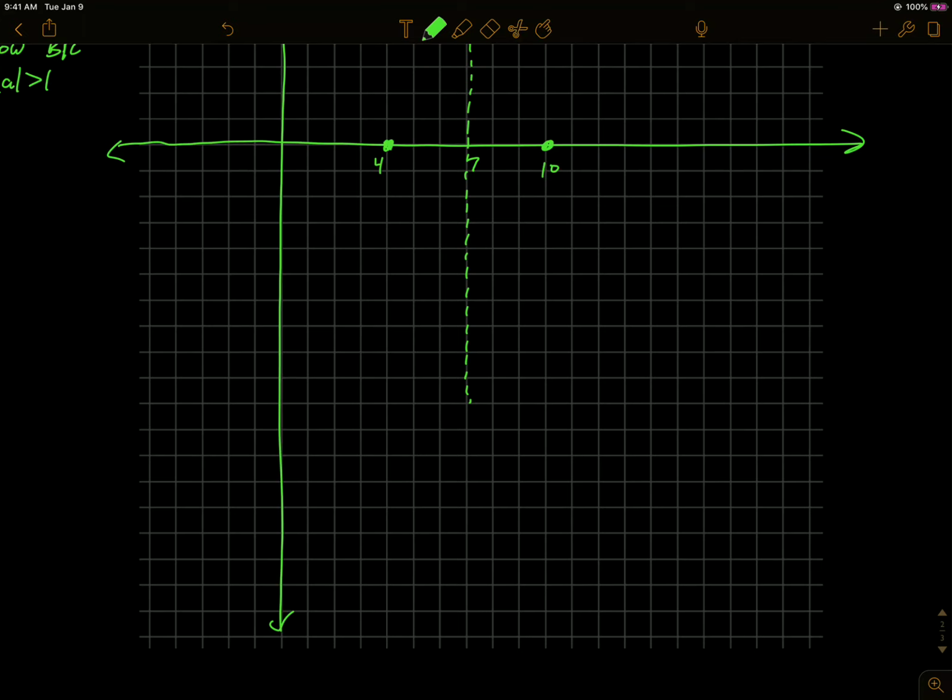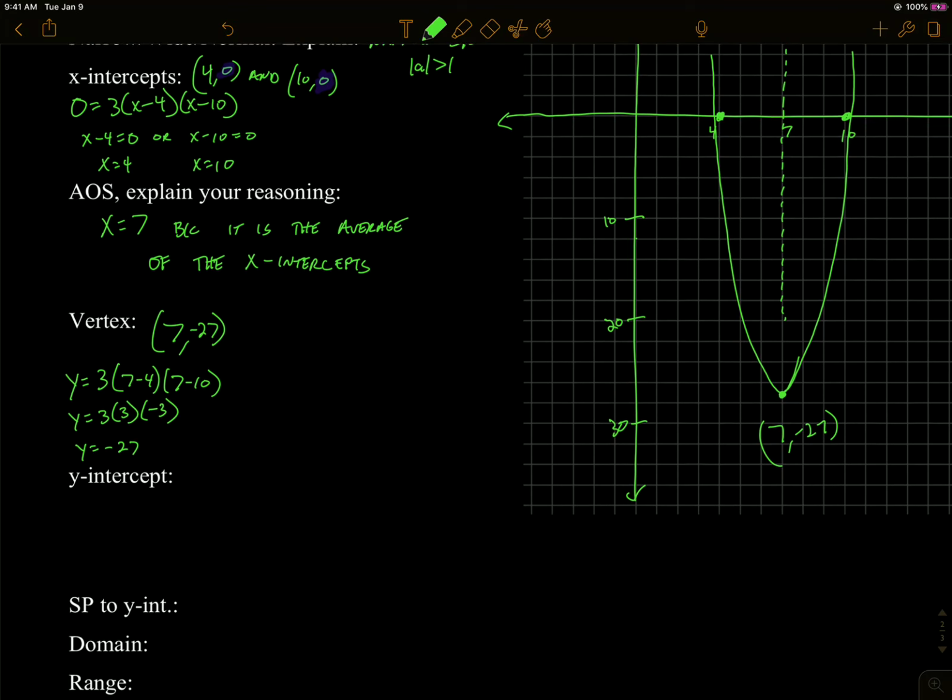I'm going to have to go by 2s. 2, 4, 6, 8, 10. 2, 4, 6, 8, 10. So there's 30. So 27 is right here. So then I have my 3 points. Whoops, I made that too big-ish. There's my parabola. That was at (7, negative 27). That's my vertex. I've got 3 points, so I can graph it.